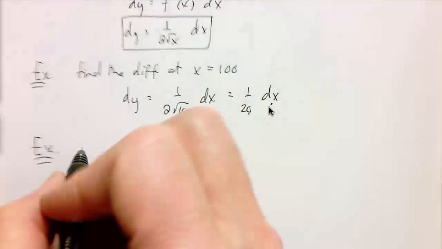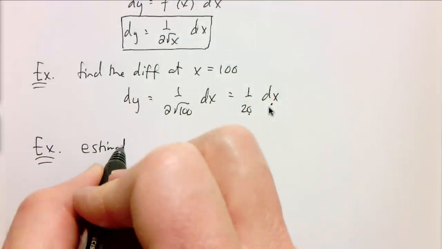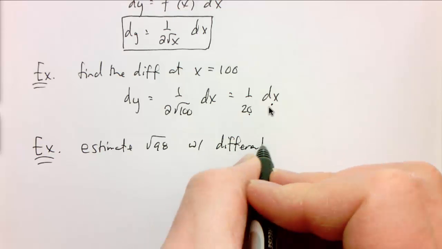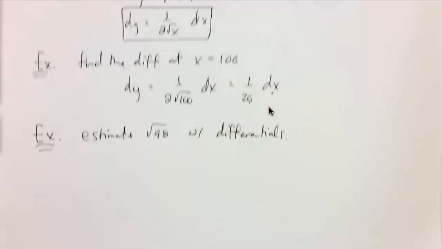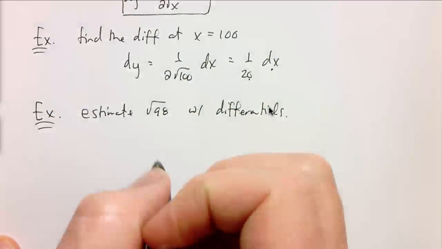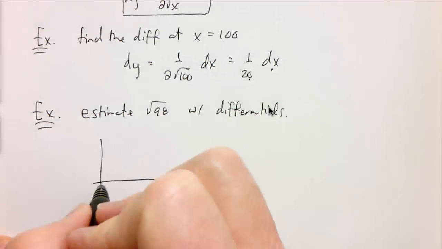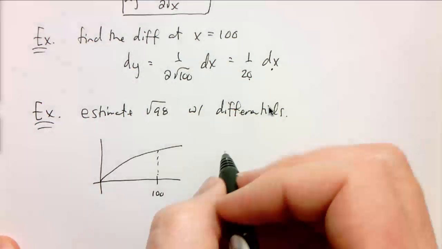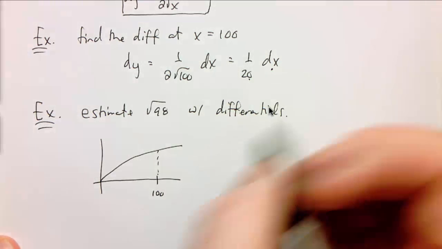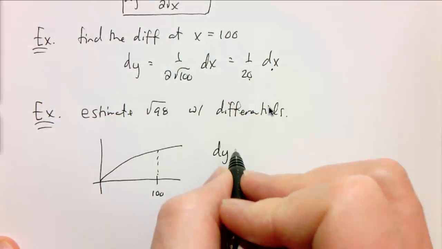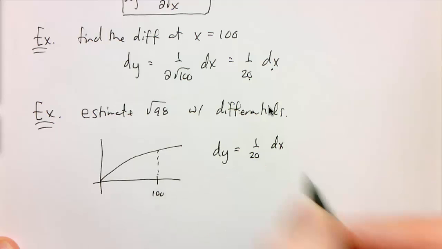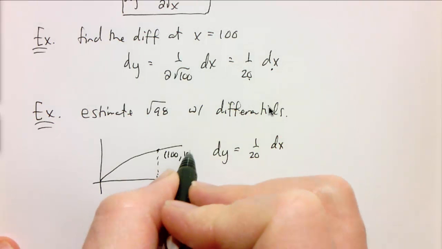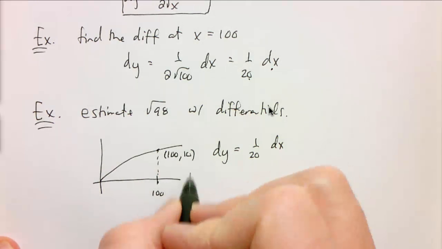So suppose we want to estimate the square root of 98 with differentials. Again, the idea here is we're going to go to a point on the graph where we understand what the square root curve is doing. So we're going to go over to 100. And at x equals 100, we calculate the differential. So we already did that. We know that dy is 1/20th dx. At 100, we know the value of square root is 10, because square root 100 is 10.